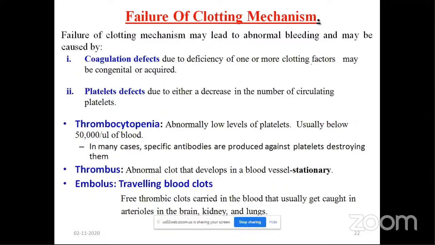Another reason would be lack or deficiency of different clotting factors, that is, coagulation defects. A very classic example is hemophilia. Hemophilia is delayed clotting of blood because of deficiency of different clotting factors. For example, classical hemophilia occurs due to deficiency of factor number 8, and this can be treated because today in the market, by recombinant DNA technology, factor 8 can be synthesized and administered.